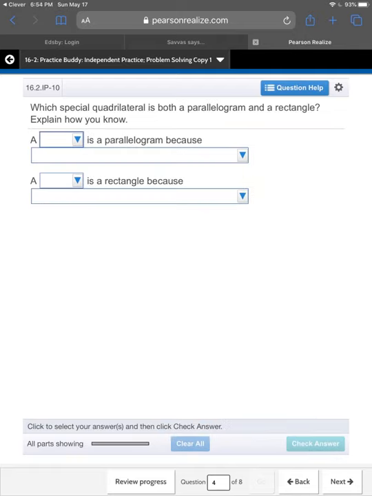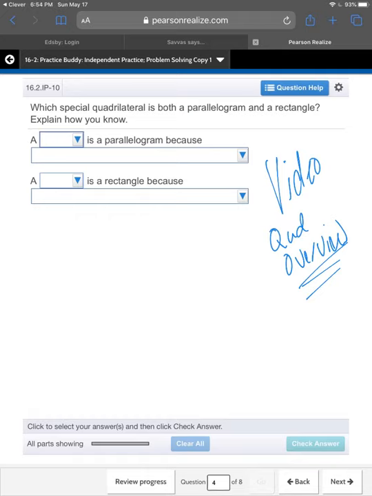Next, which special quadrilateral is both a parallelogram and a rectangle? Well, for this one you might have to go back to my quadrilateral overview video. I do talk about this big time in there. So I'm going to explain it a little bit here, but if you want to get more in depth, I do talk about it in my video. Which special quadrilateral is both a parallelogram and a rectangle?